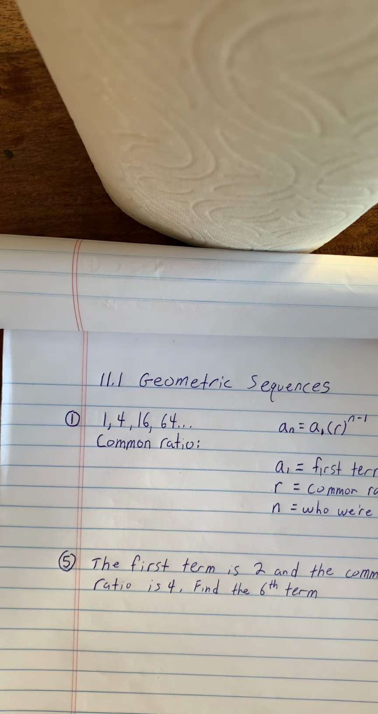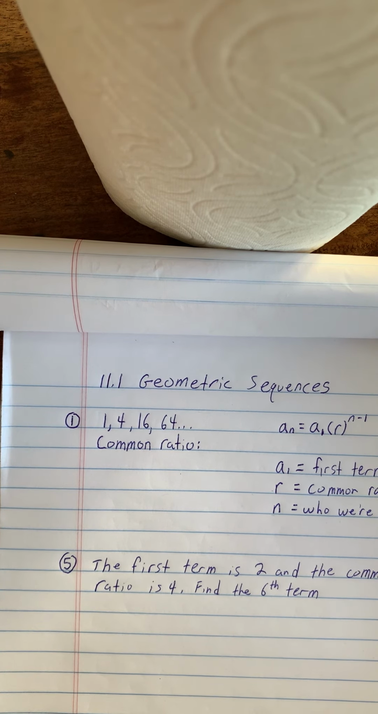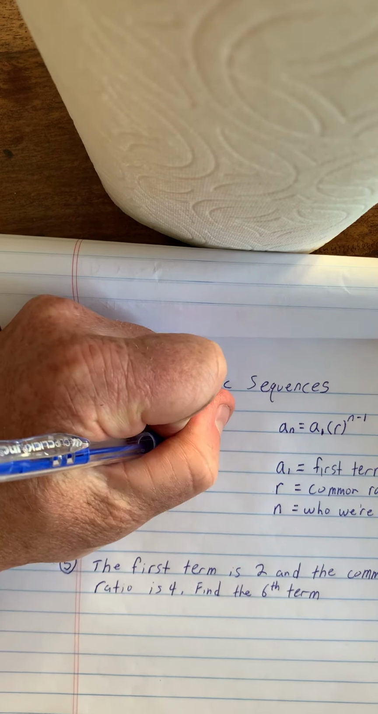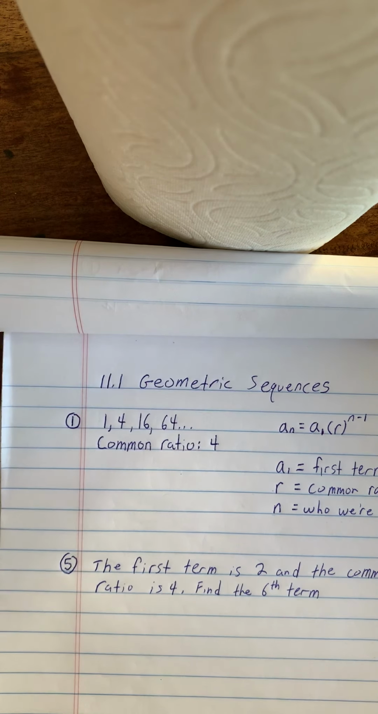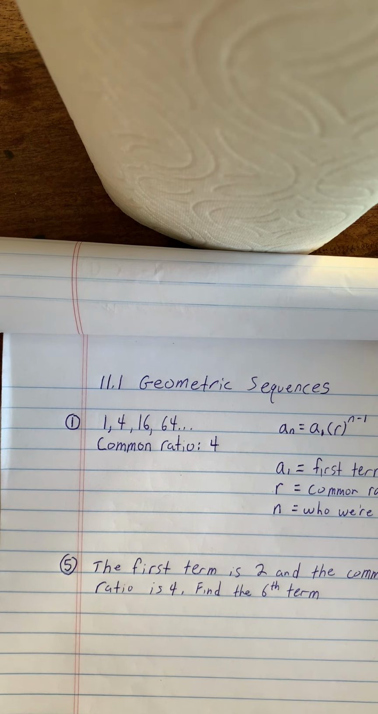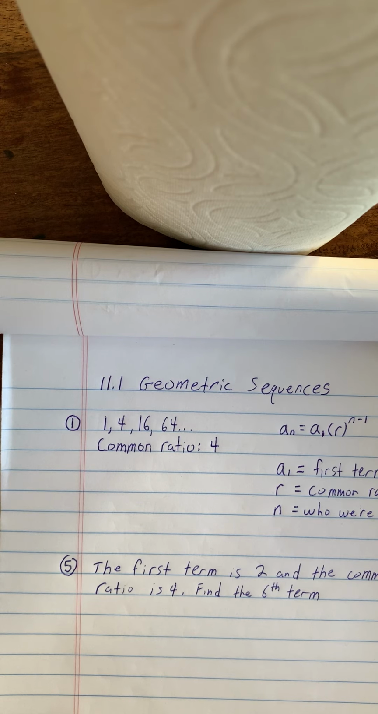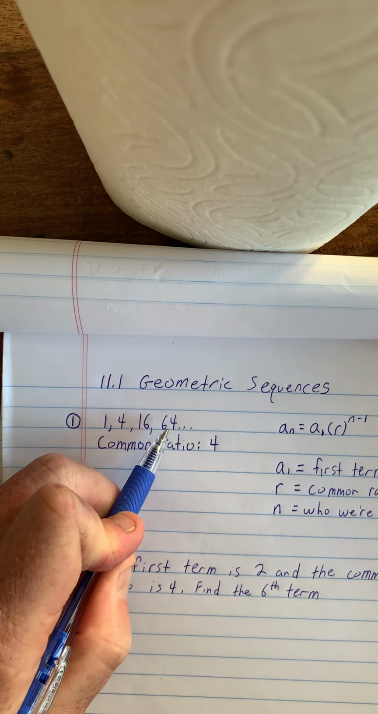Let's go to work on number 1. Clearly, I'm multiplying by 4 every time, so the common ratio is 4. So for numbers 2, 3, and 4, this is what you'll do. You'll figure out what it's multiplying by, and you can use a calculator for that if you need to. And then I need the next 3 terms, so I can use a calculator.